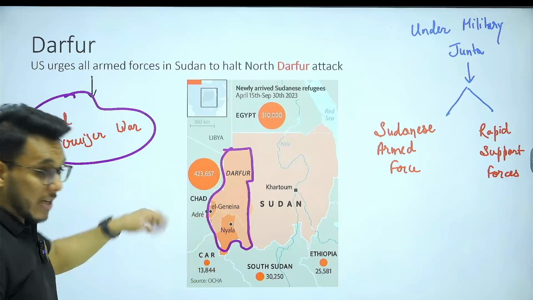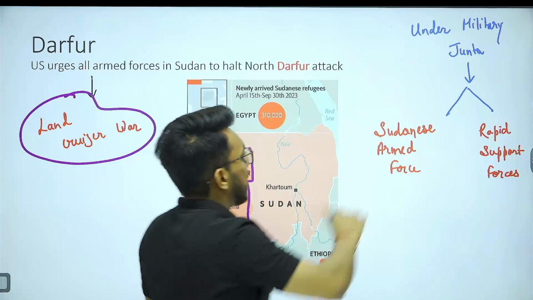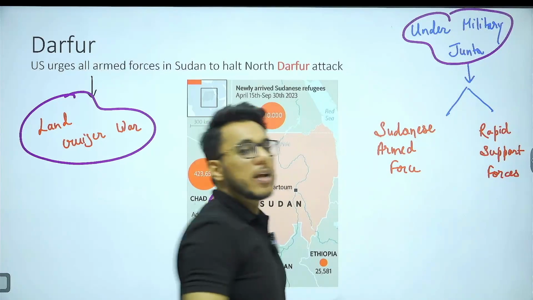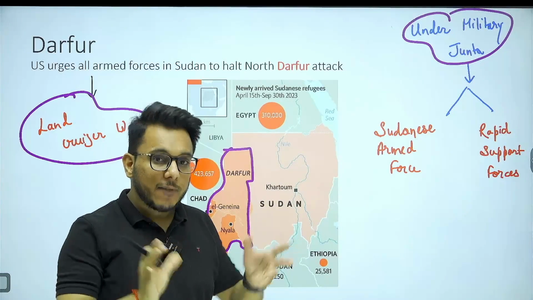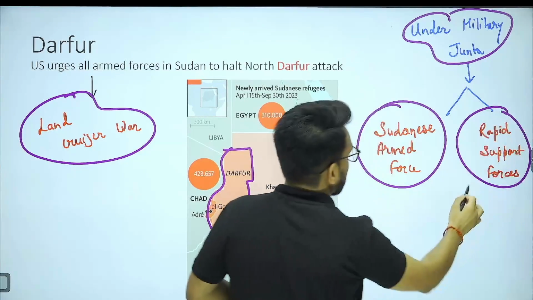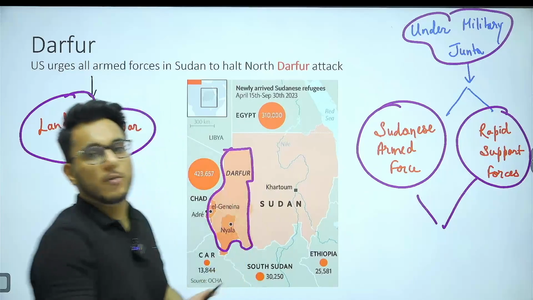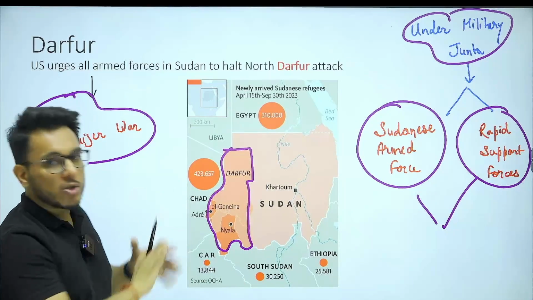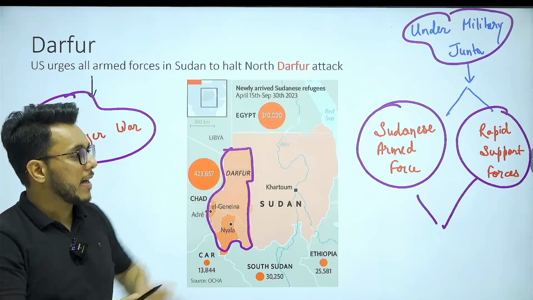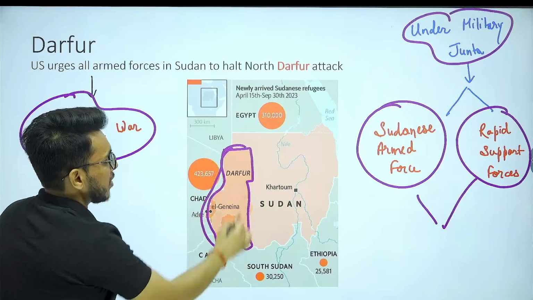And recently, now see, first of all, when we talk about Sudan, it is right now under the military junta. It is under the military rule right now. And two rival factions of the military, that is the Sudanese Armed Forces and the Rapid Support Forces, are fighting with each other. Because of their rivalry and the war going on between SAF and RSF, this Darfur region is in the news.